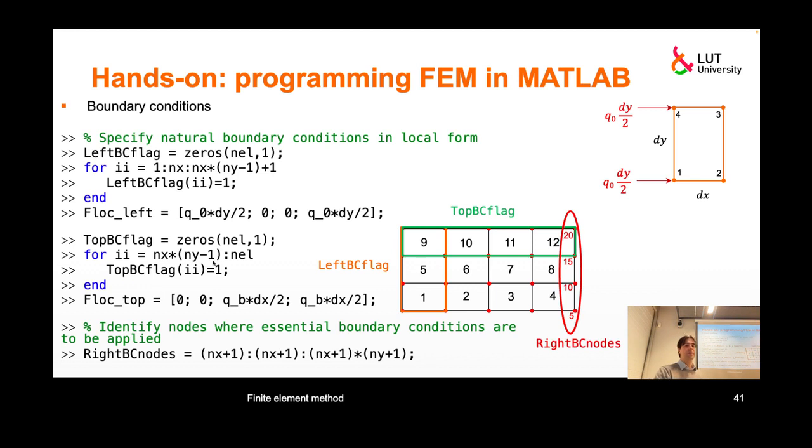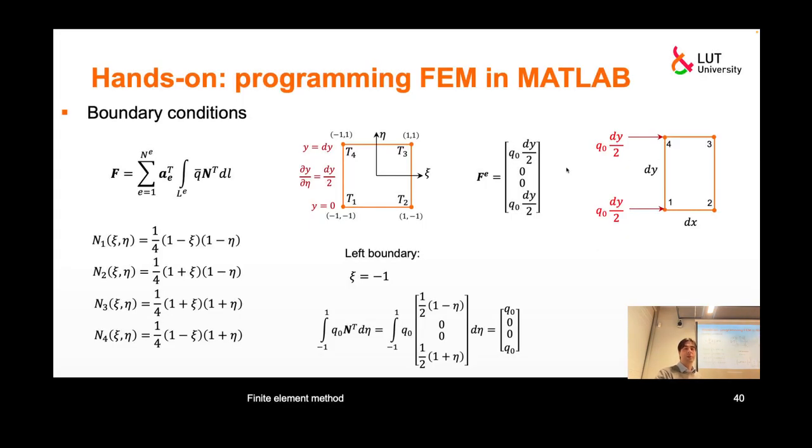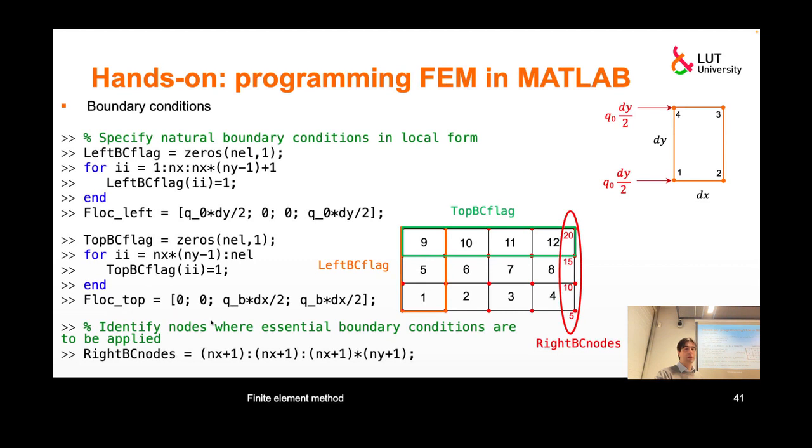For the top element, it will be the same except for the position. What will be the position of non-zero elements? It's 1, 2, 3, 4, that is our numeration within an element. And when I'm talking about the top face, it will be nodes 3 and 4. Similar to how we obtain that for the heat flux coming from the left we have this type of vector, for the heat flux coming from the top we will have a similar vector, but with 0 values for nodes 1 and 2, and non-zero values for nodes 3 and 4. So this is what I put here.